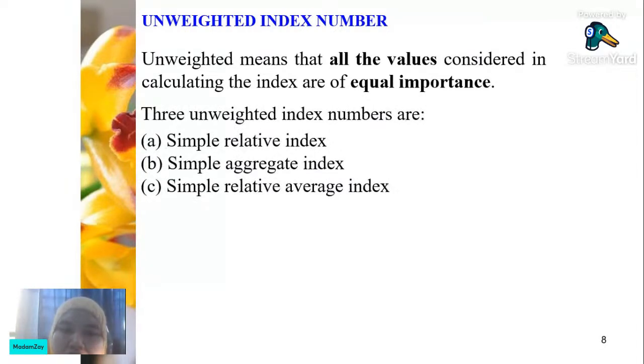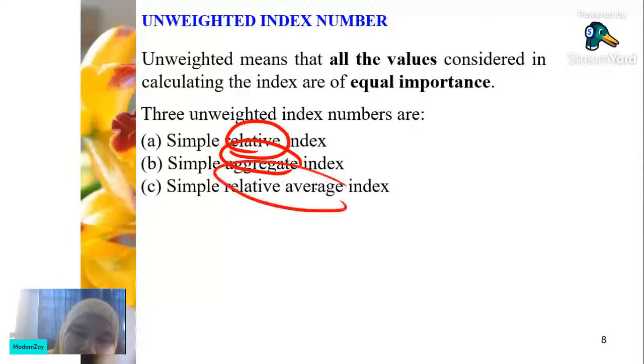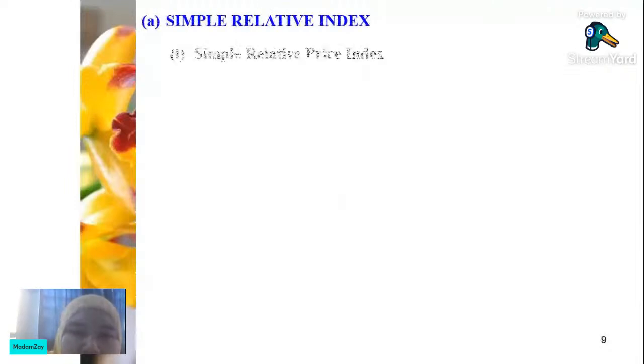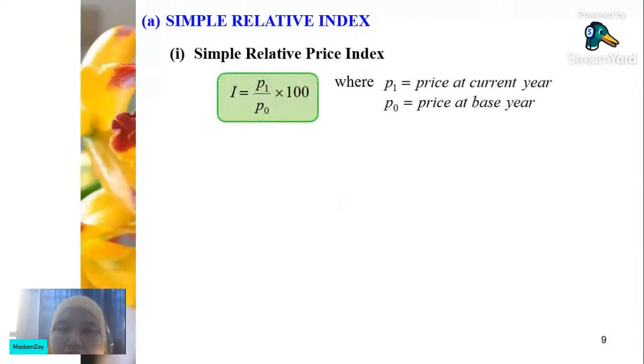Okay, so the three unweighted index numbers. This is our second subtopic, which is we are going to focus on these three types of unweighted index number for each of the price and quantity. So we have simple relative index, simple aggregate index, and the last one is simple relative average index. Okay, so how to find each of these three indices? So simple relative index, we just directly compare the price at current year with the price at base year. So the ratio between P1 and P0, and then multiply by 100. So that is the index.